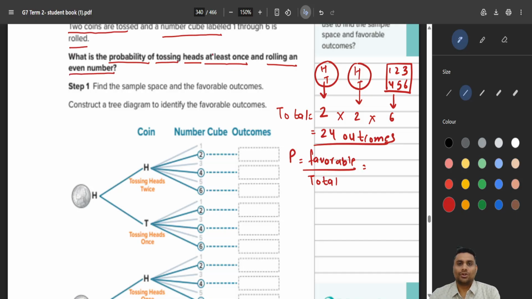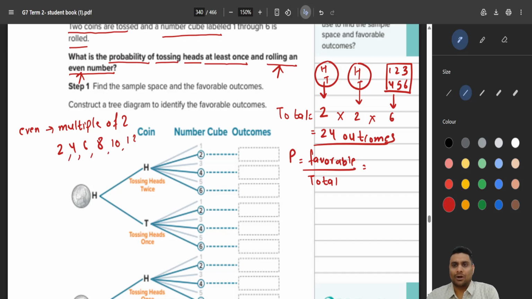Okay. So from the number cube, it is very simple. I need an even number. What are even numbers? Multiples of 2. What are multiples of 2? 2, 4, 6, 8, 10, 12. These are multiples of 2. These are even numbers. How many even numbers are there on my number cube? You can see the 2, you can see the 4, you can see the 6. So there are 3 even numbers, right?